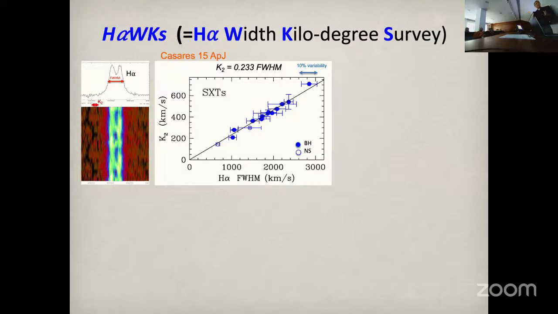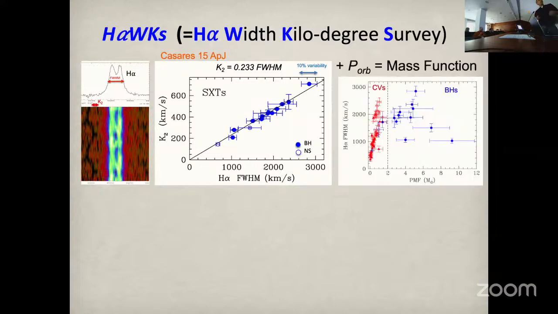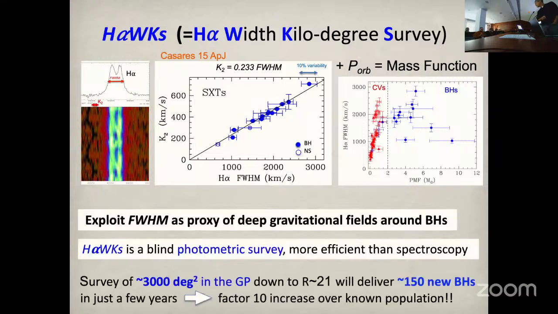The key point about HAWKS is that we realized there is a tight correlation between the full width at half maximum of the strong H-alpha emission line that forms in the accretion disk around the black hole, and the K2 velocity, which is the radial velocity amplitude of the weak absorption lines that come from the companion star. So basically, instead of resolving the radial velocity curve of the companion star, we only need to measure the width of the H-alpha line. With that, we get information on the K2 velocity of that star.